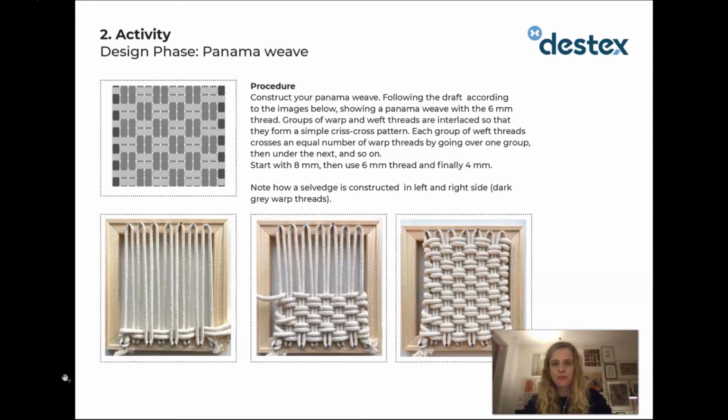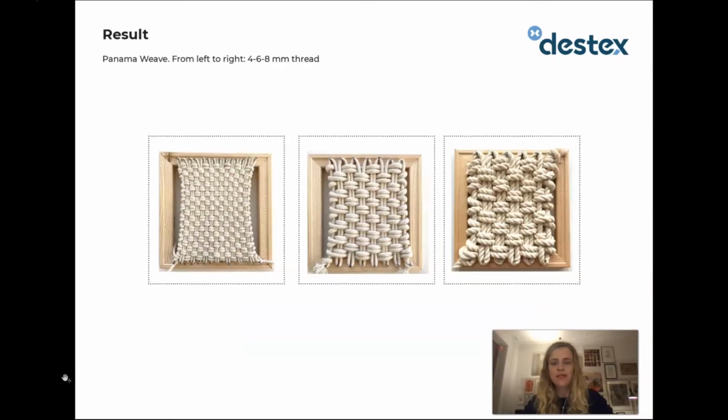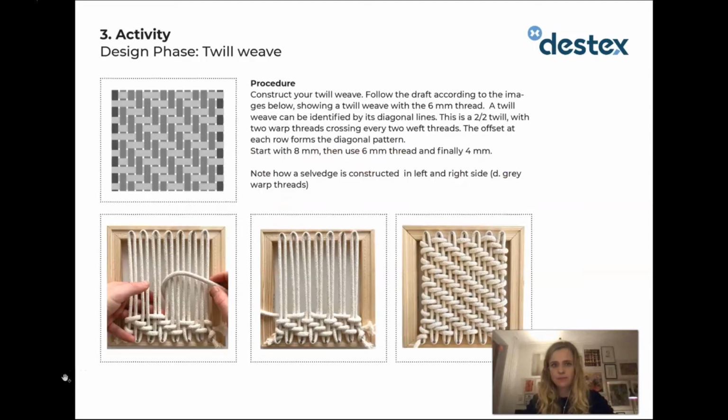Panama weave. Groups of warp and weft threads are interlaced so that they form a simple crisscross pattern. Each group of weft threads crosses an equal number of warp threads by going over one group and then under the next, and so on. Start with 8, then use 6 and finally use 4. Here you can see the result.